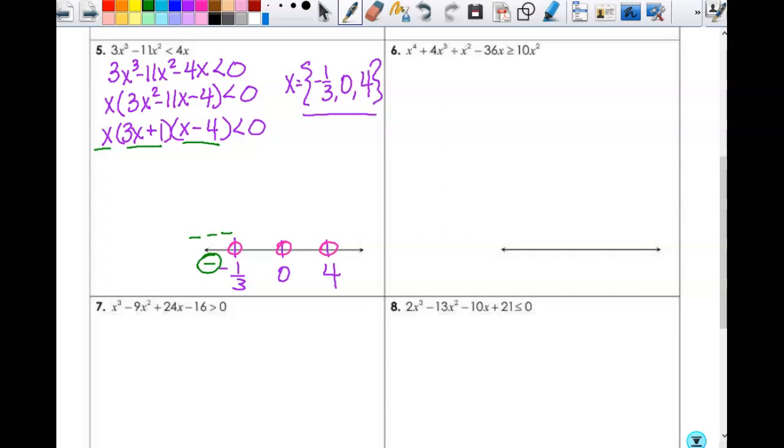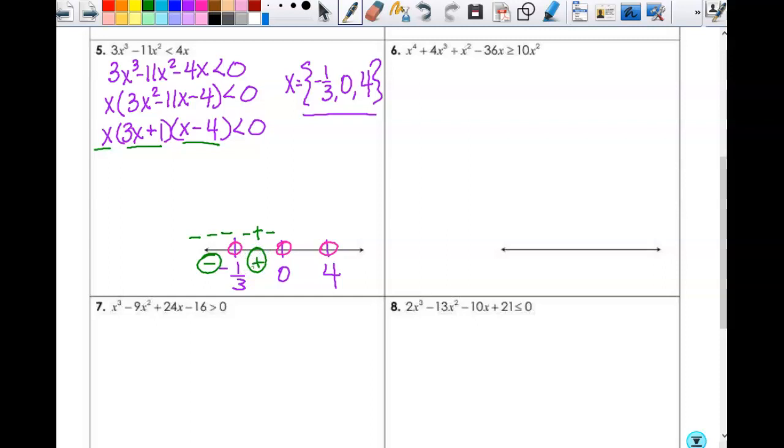So let's use negative 1/4 because I heard somebody in here say that. So if I use negative 1/4, this first one obviously is going to be negative. And then this would give me negative 3/4 plus 1, which means that would be positive. And then that would be negative. So overall, it's positive.